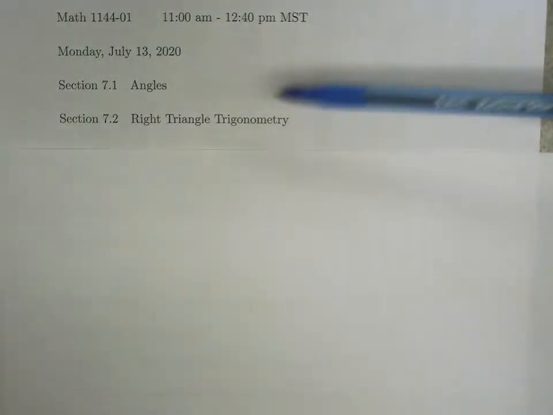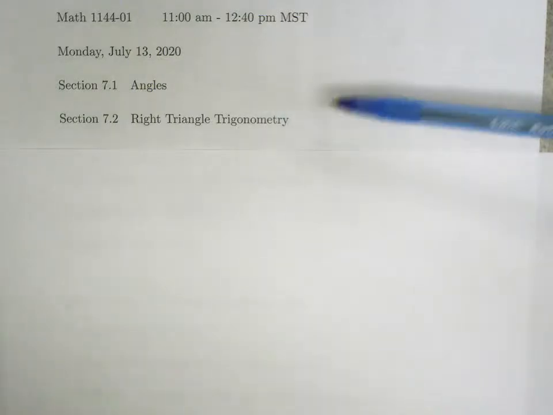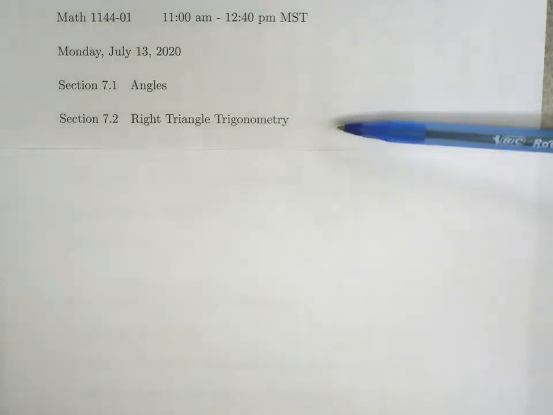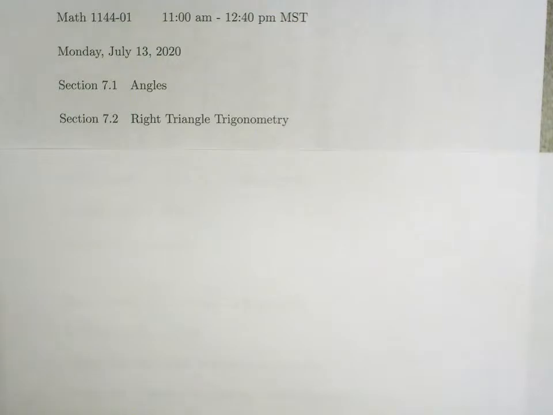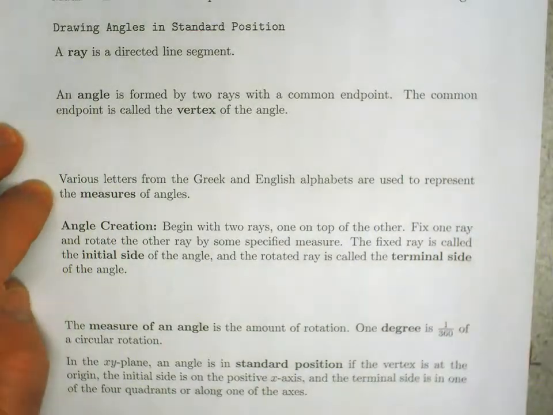Today we'll try to cover two sections, 7.1 on angles and section 7.2 on right triangle trigonometry. So first we'll discuss drawing angles.